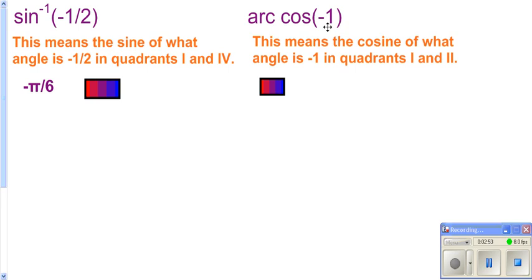Arc cosine of negative 1 means cosine of what angle is negative 1. Remember, cosine inverse or arc cosine is defined only in quadrants 1 and 2. When is cosine equal to negative 1? That's at pi.